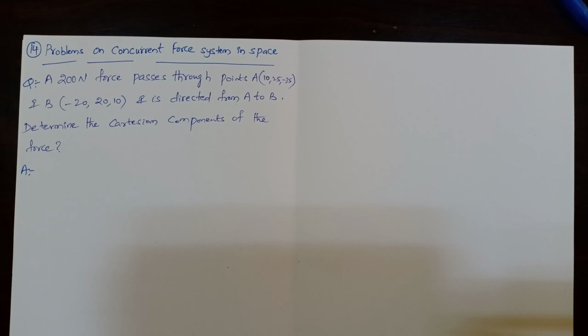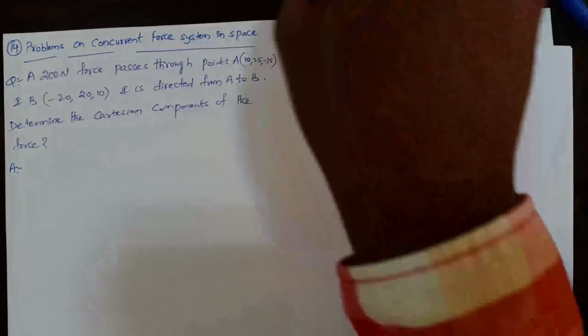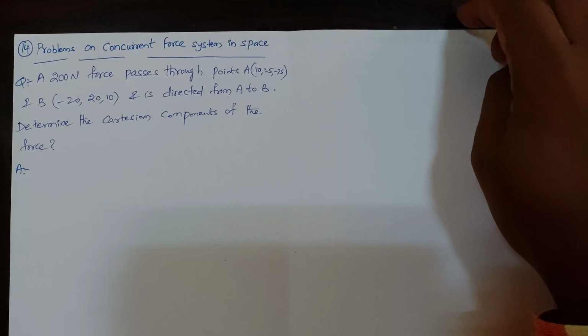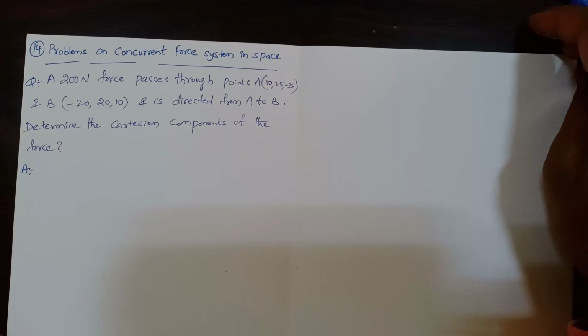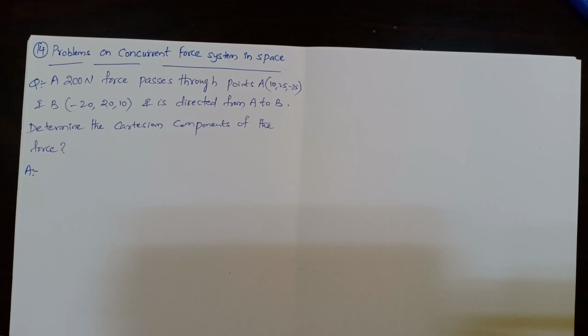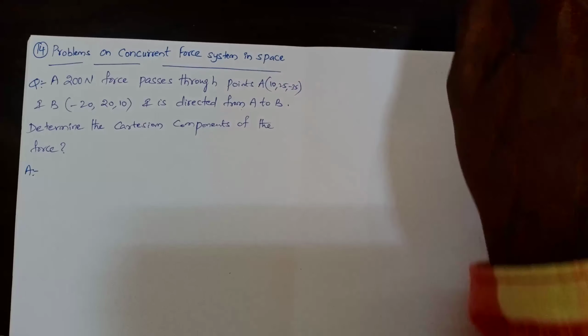Let us discuss now problems on concurrent force system in space. Here is the problem. A 200 Newton force passes through points A and B and is directed from A to B. Determine the Cartesian components of the force.